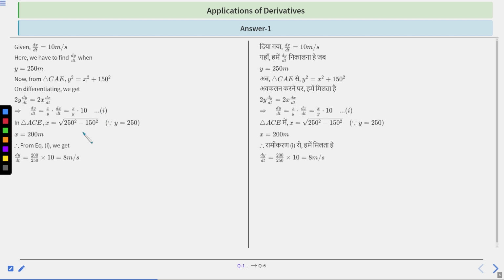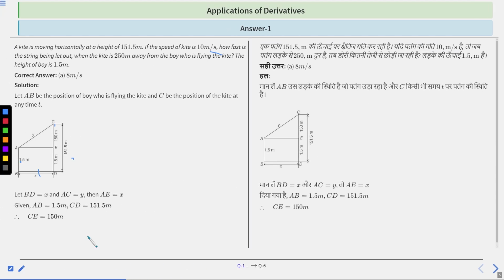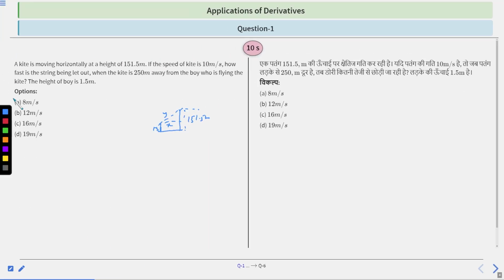Now from equation 1, we get dy by dt is equal to x by y, which is 200 upon 250 into 10, which is equal to 8 meter per second. So the answer will be dy by dt is 8 meter per second. Got it? dy by dt will be 8 meter per second. Option A is the right choice.